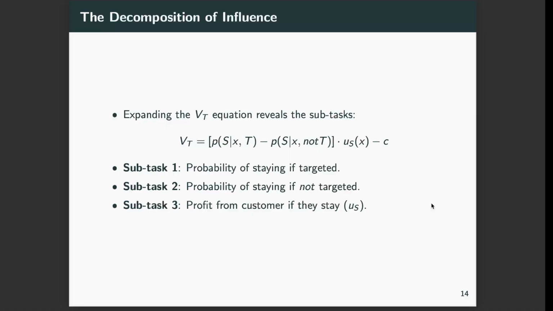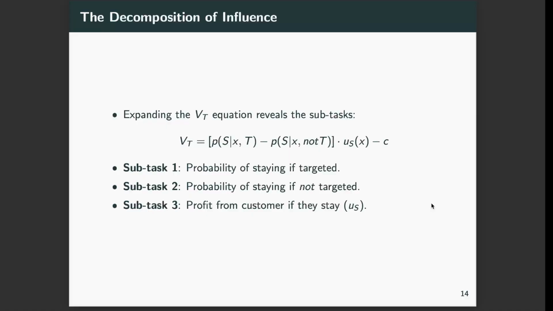For persuadables, this difference is positive and large. For sure things and lost causes, this difference is near 0. For sleeping dogs, this difference is negative. U_S(X) is the business value of the customer if they stay, essentially the customer's lifetime value or ongoing revenue contribution, and C is the cost of the retention offer.